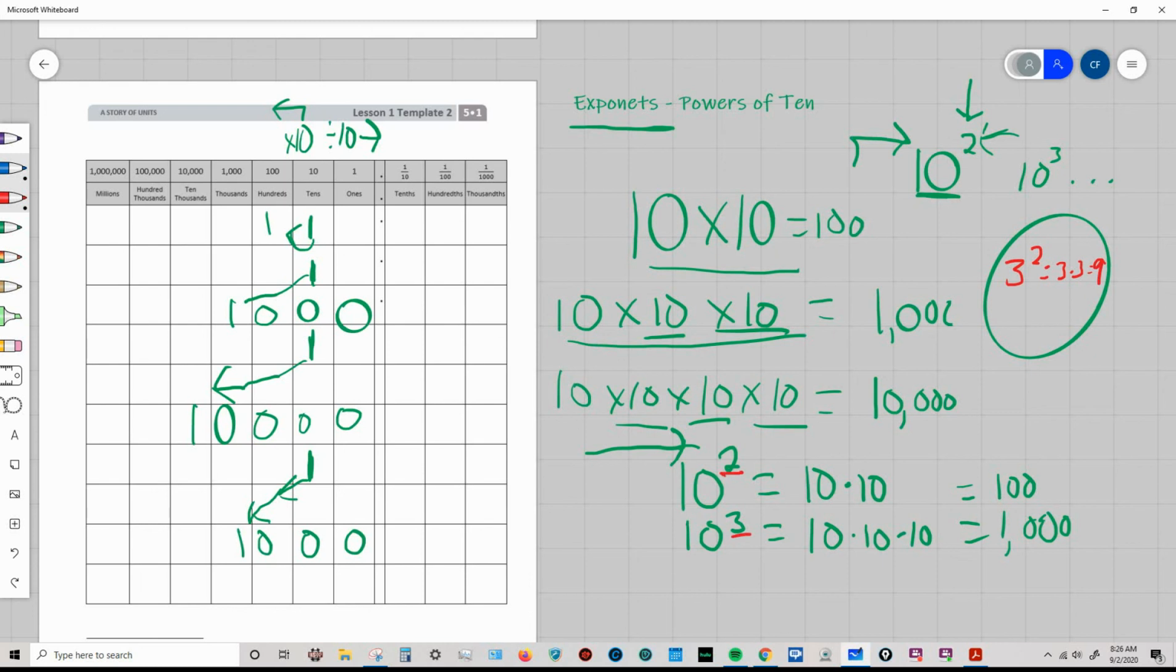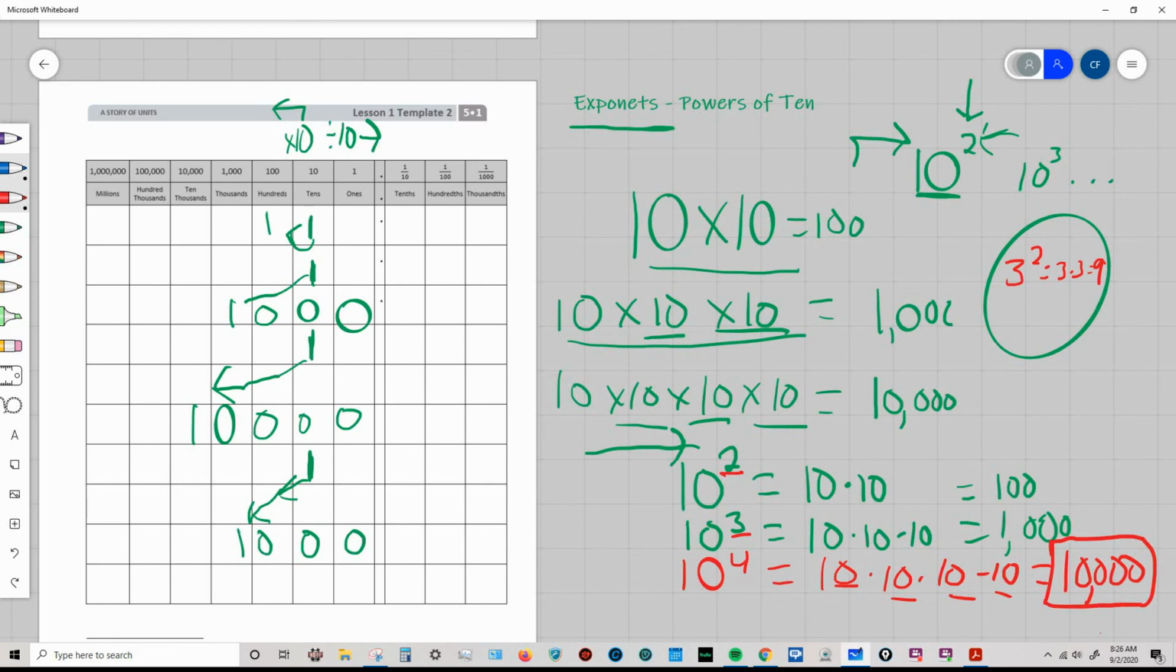And this pattern continues on. 10 to the fourth would equal 10 times 10 times 10 times 10. 1, 2, 3, 4 place values. So you might also count it as your zeros. 1, 2, 3, 4 zeros. 10 to the fourth power is 10,000.